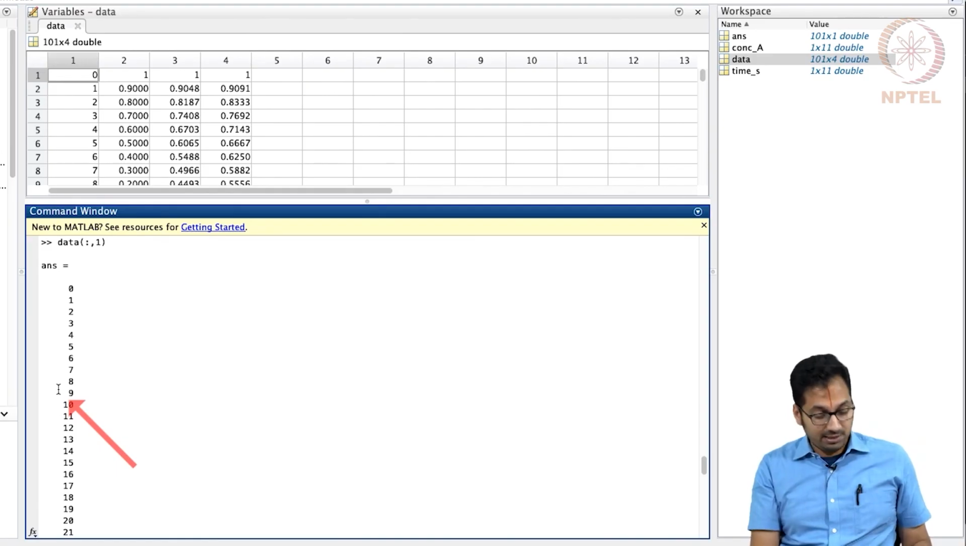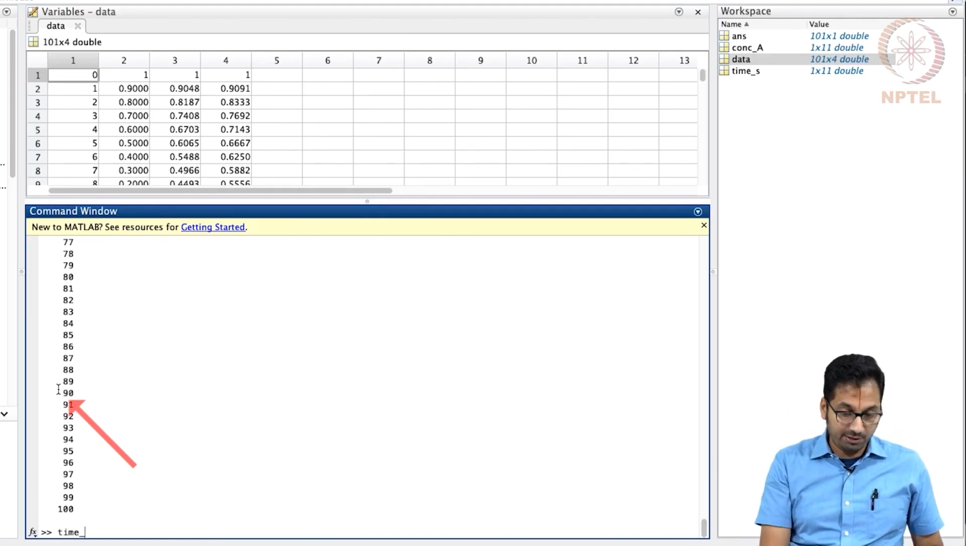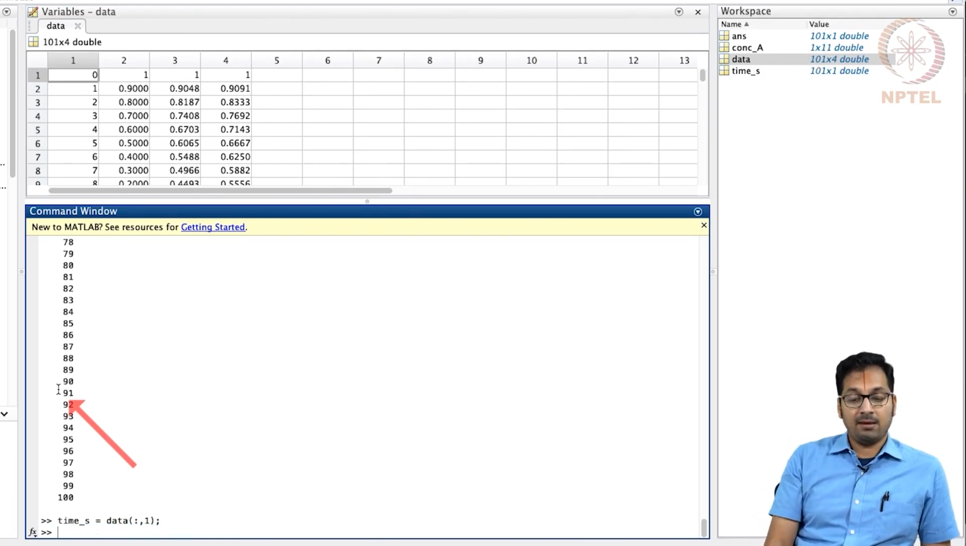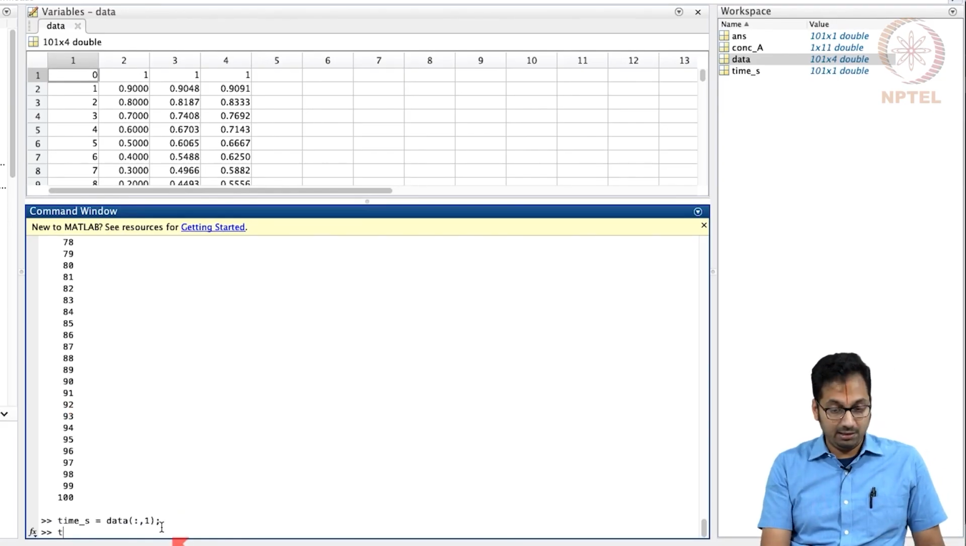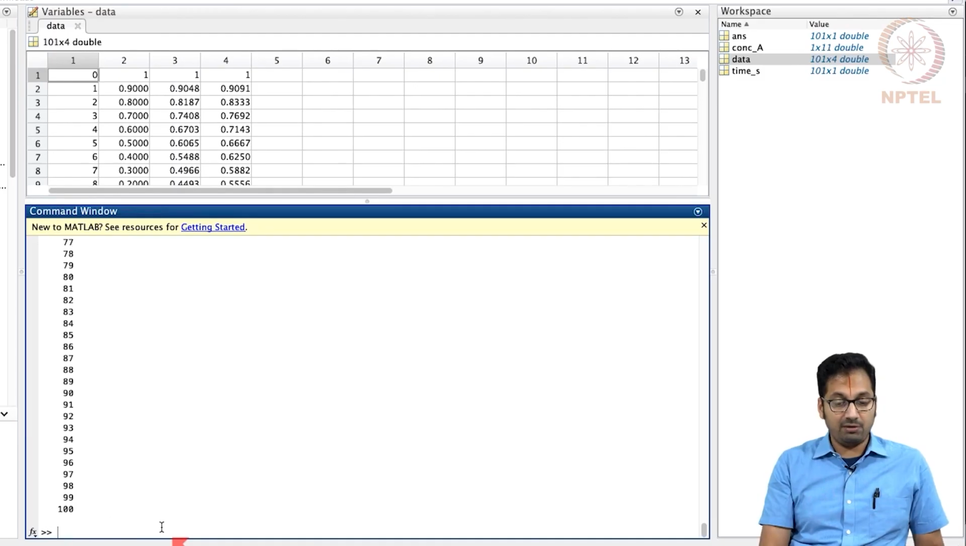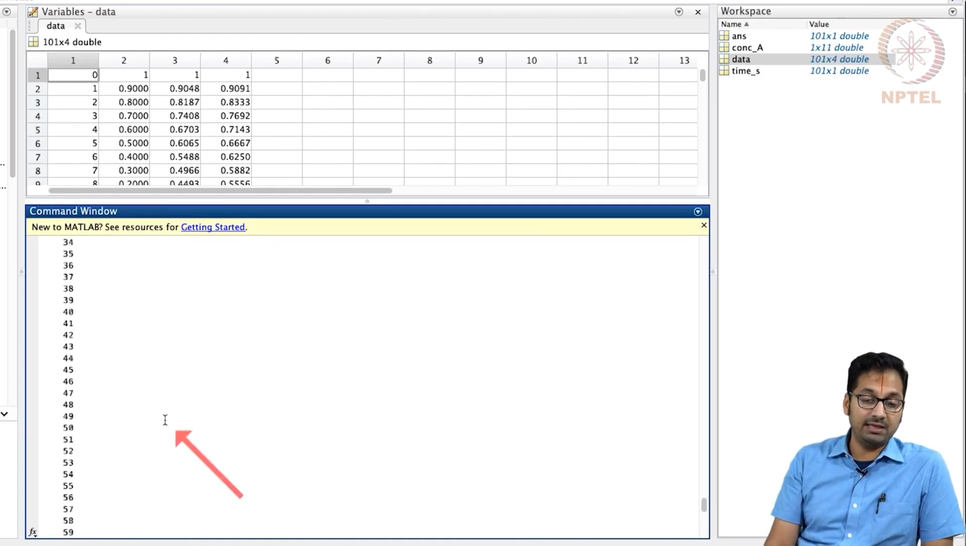So now that we understand, we can now redefine our time underscore s as that first column within that file. The semicolon here, what it ends up achieving is to not display this data. If you wanted to display this data, you can always say time underscore s, and you are going to see that now the time underscore s has this variable.